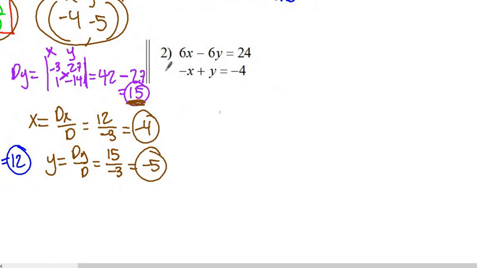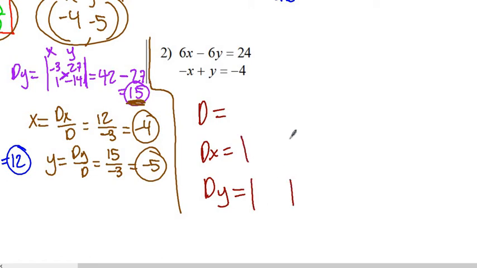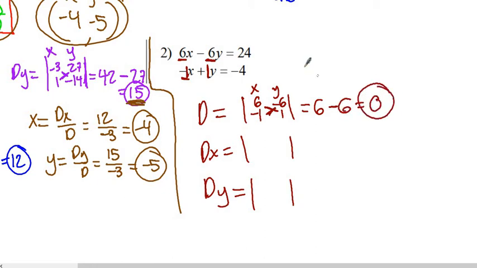And here's how we can tell. I'll show you in example number 2 how you can notice that there's not going to be a single solution. So let's start by trying to find these three determinants. I say trying because you're going to see what happens. We have x, y right here. The x numbers are going to be 6 and negative 1, because negative x means negative 1x. The y numbers are going to be negative 6 and 1. To find the determinant, we'll do 6 times 1, which is 6, minus negative 1 times negative 6, which is also 6. 6 minus 6 equals 0, and you can stop right there.